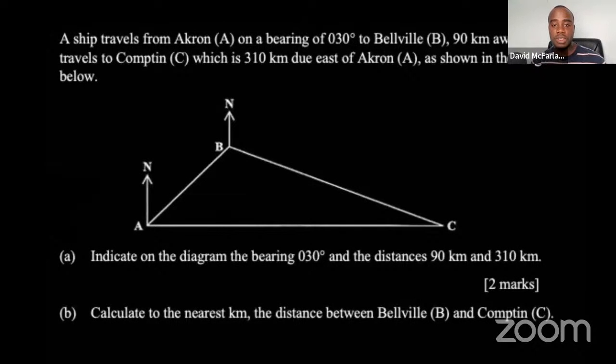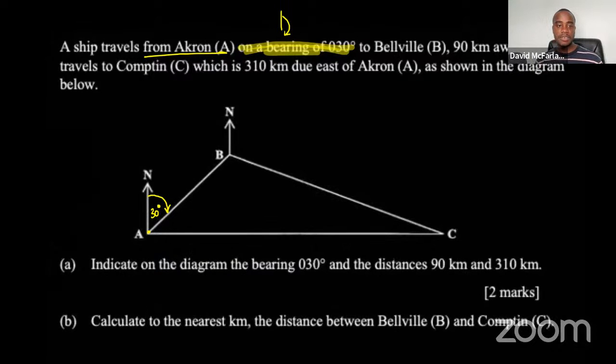It says the ship travels from Akron on a bearing of 30 degrees. You remember what a bearing is? Bearing is clockwise from the north. So you have to start at the north and then go round clockwise. It says from Akron, so we're starting at Akron, going clockwise from the north until we reach Belleville. So this is going to be our bearing of 30 degrees. Everybody clear with that one so far?